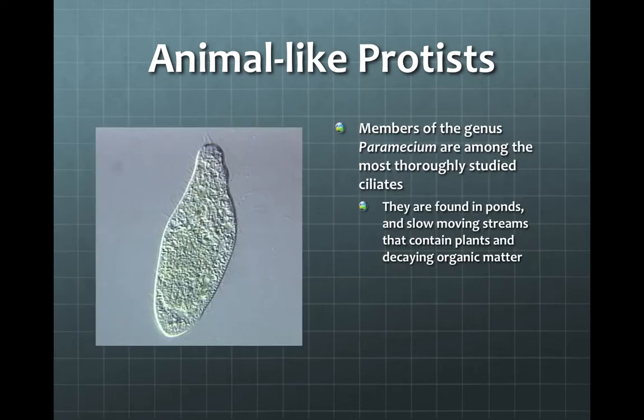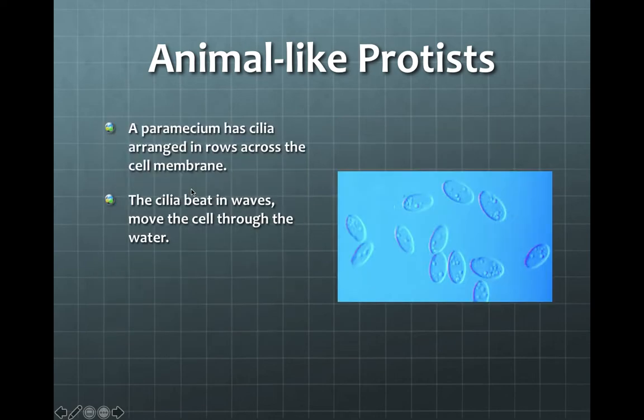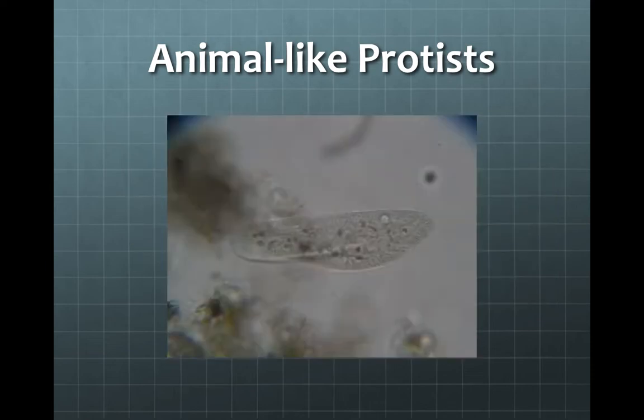Members of the genus Paramecium are among the most thoroughly studied ciliates. They are found in ponds and slow-moving streams that contain plants and decaying organic material. Hold on. And see, you can see the cilia all around here. The little hairs. It's kind of cool. A paramecium has cilia arranged in rows across the cell membrane, and the cilia beat in waves and move the cell through the water. So cilia are a way of moving.